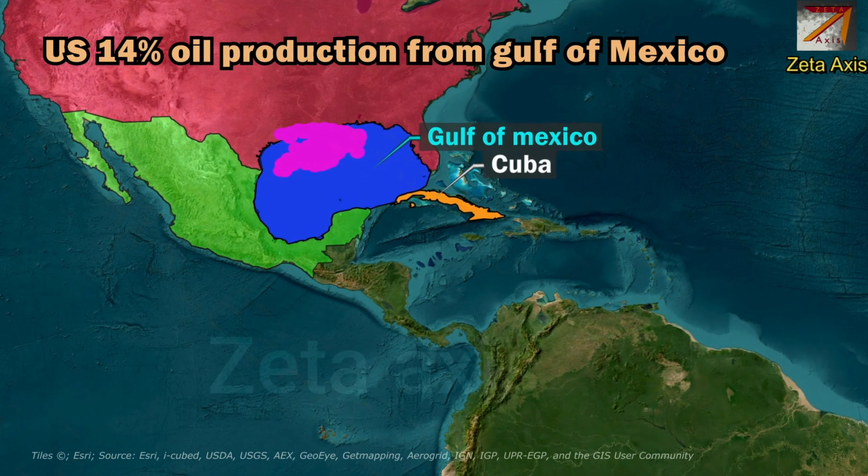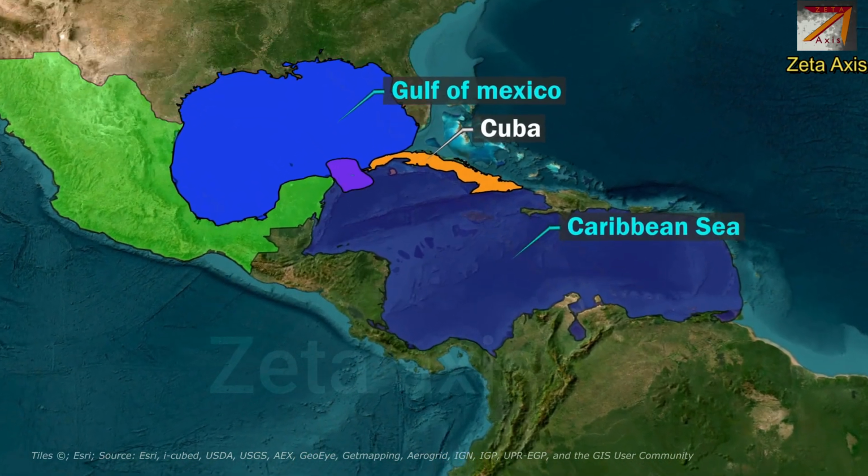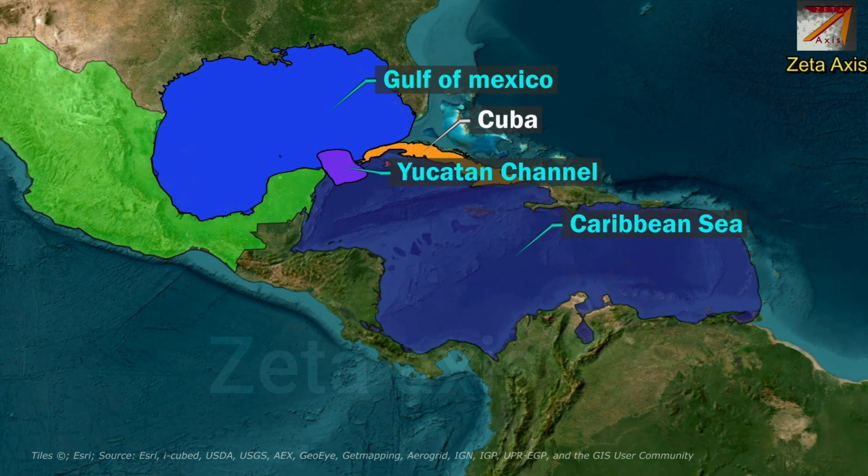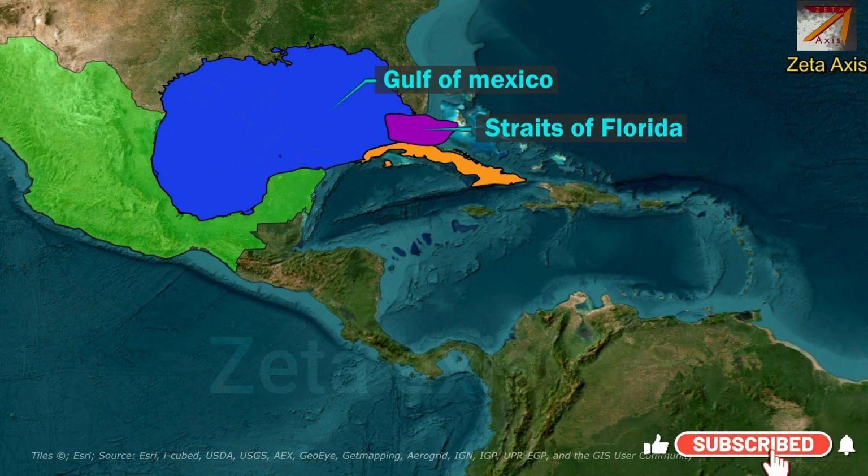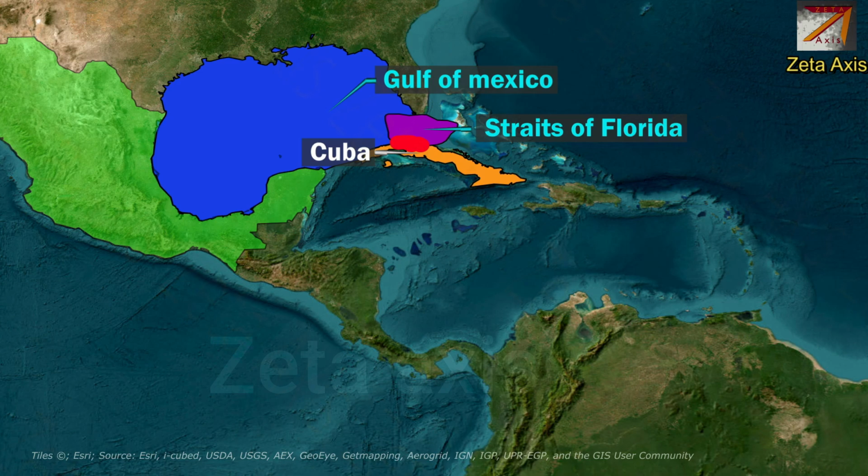The Gulf of Mexico is connected with the Caribbean Sea via the Yucatan Channel between Yucatan Peninsula of Mexico and Cuba. The Gulf of Mexico is connected to Atlantic Ocean through Straits of Florida between the US state of Florida and Cuba. Cuba also has offshore oil fields within the state of Florida.